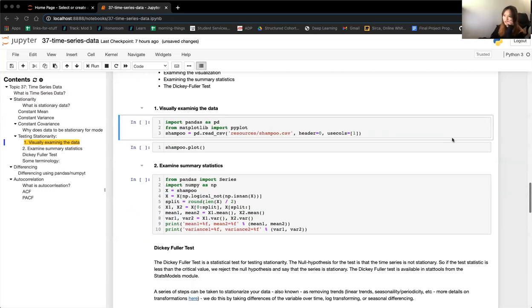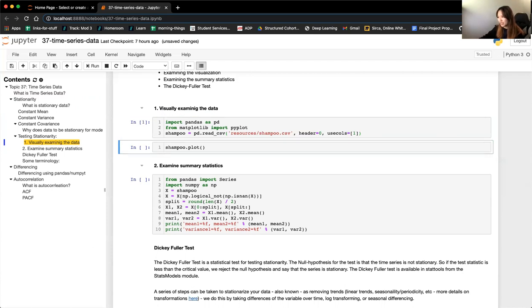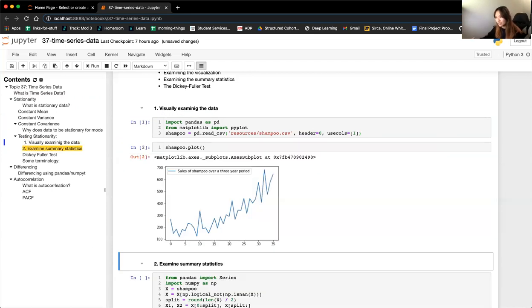So for this notebook and for the next one as well, we're going to use this very, very simple shampoo data set, which is the sales of shampoo, I think over 3 years. Yeah, the monthly sales of shampoo over a 3-year period. So here you can see there are only 36 data points. And this is collected monthly, and it's basically the sales of shampoo over 36 months.